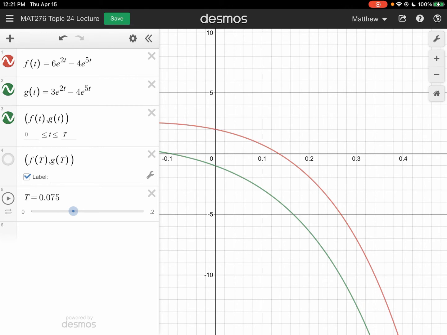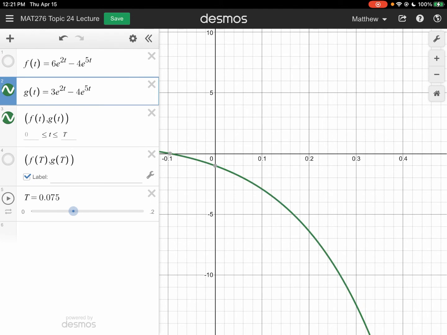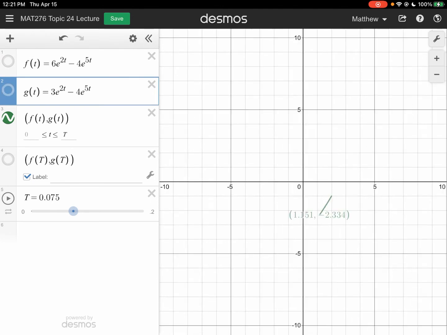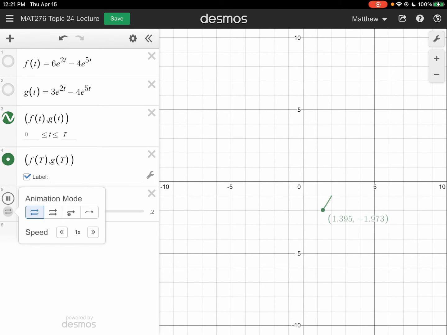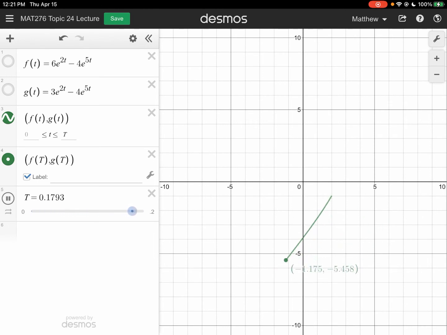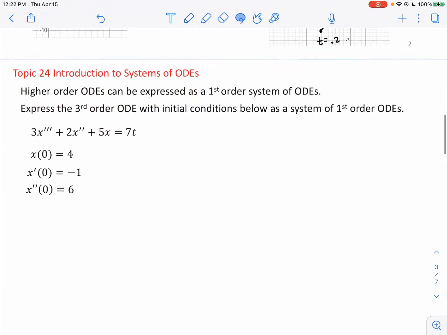So let's go ahead and hide the f and g functions now. Let's click the home button, go back to our normal scale. Reveal the point as well, there we go. And then let capital T vary, and you're going to see that this animates as time advances from 0 to 0.2. And we can change how that advances, only going forward, for example. That more or less mimics what we guessed, what we did by hand. Okay, let's go to the next slide.